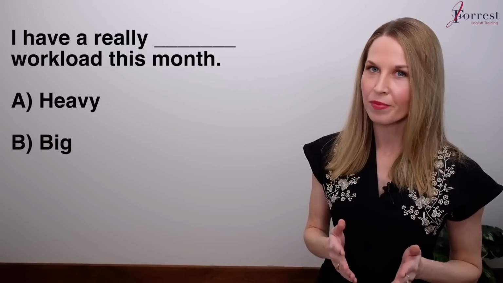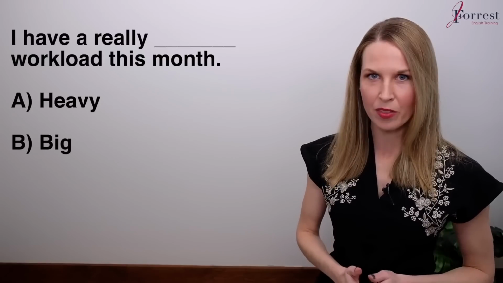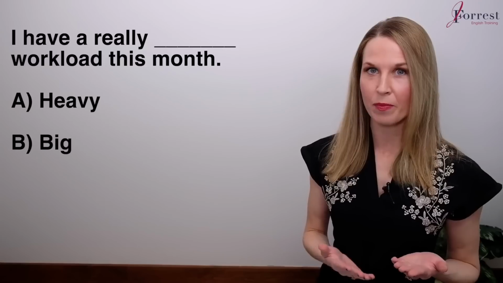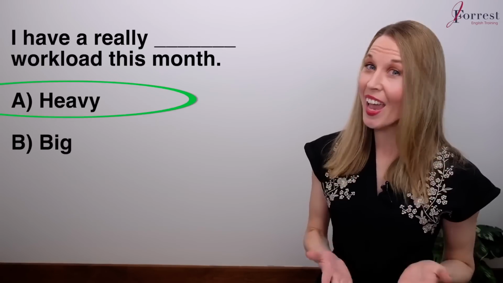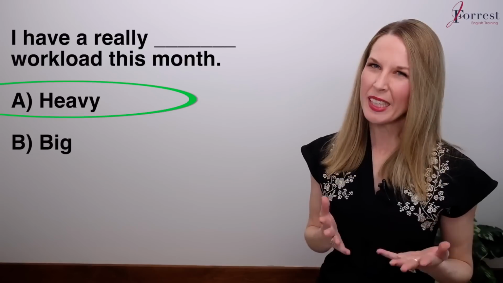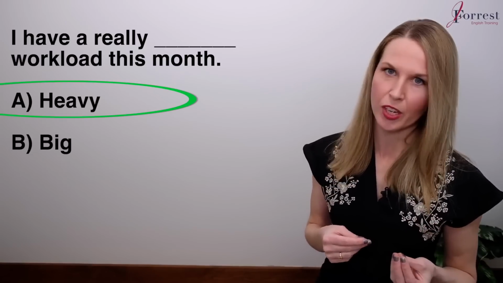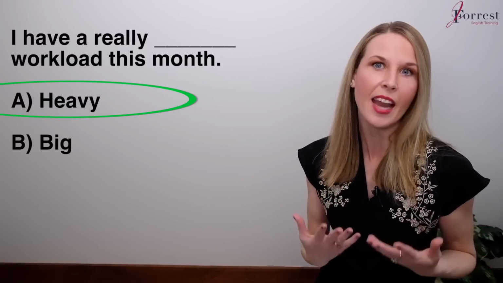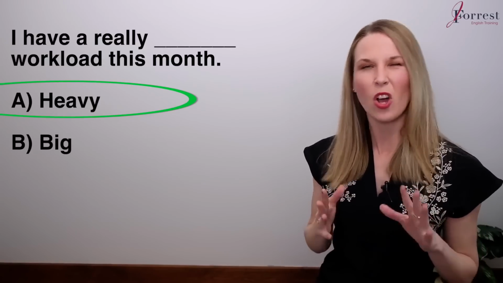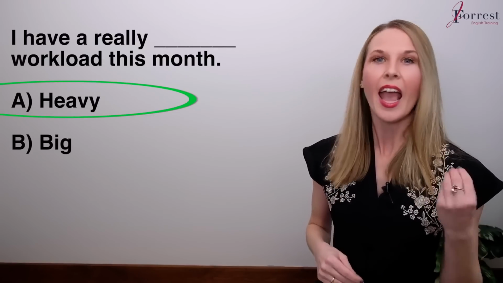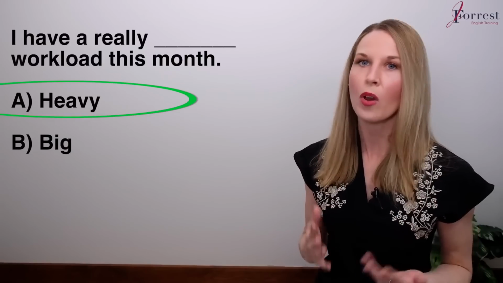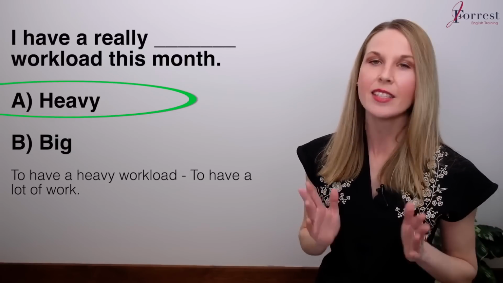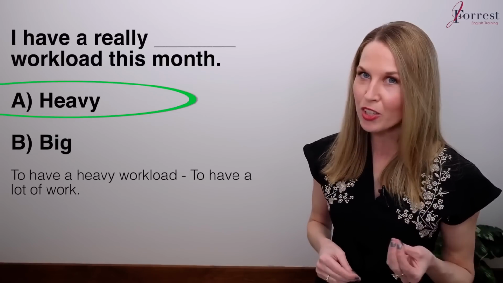Number 13, I have a really workload this month. A or B? A, heavy. B is a direct translation. It's not something that we use in natural English. It sounds awkward and unnatural. A, heavy, is the adjective that we use to describe our workload. When your workload is heavy, it simply means you have a lot of work to do.